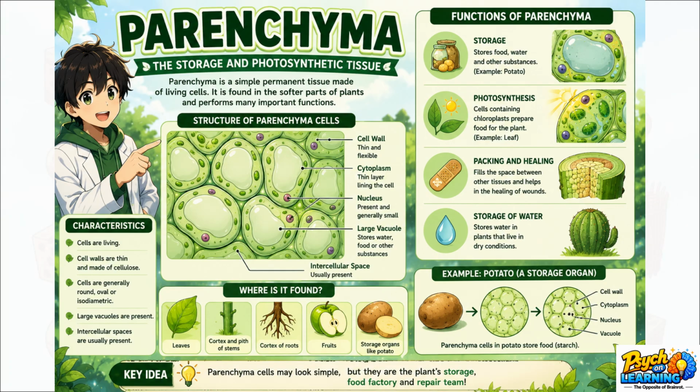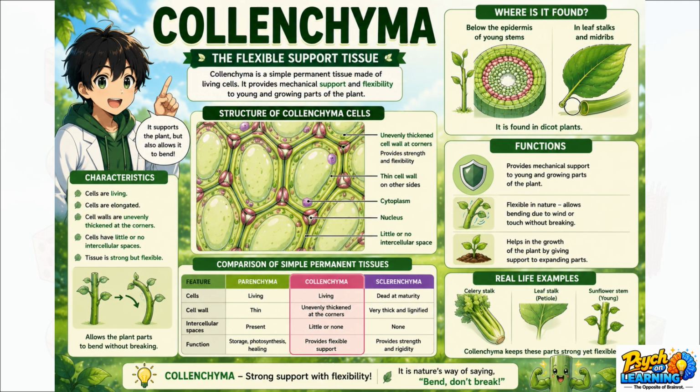First up is parenchyma. Notice how these living cells have notably thin cell walls. They're generally round or oval, and a key feature is that they usually have large intercellular spaces, which basically means they aren't packed super tightly together. Parenchyma is usually found in the softer parts of the plant, like the inside of fruits or leaves. They are the ultimate multitaskers. They store food, store water, perform photosynthesis when they have chloroplasts, and they even help heal the plant if it gets injured.